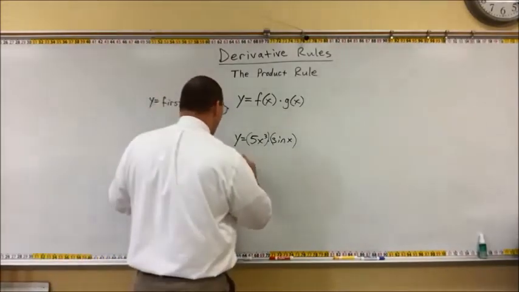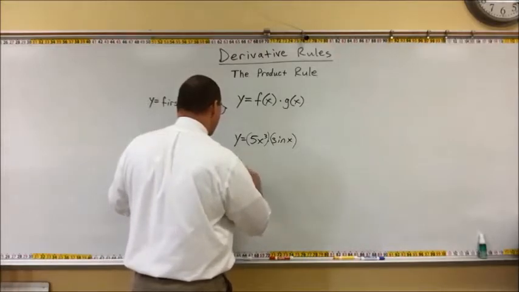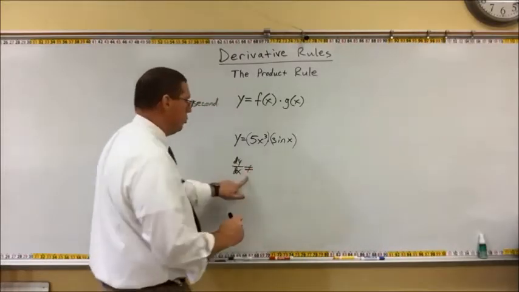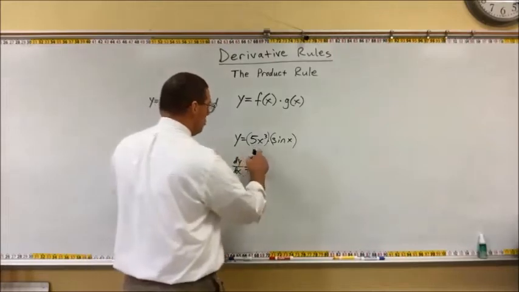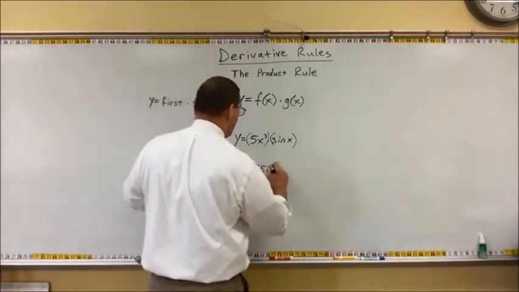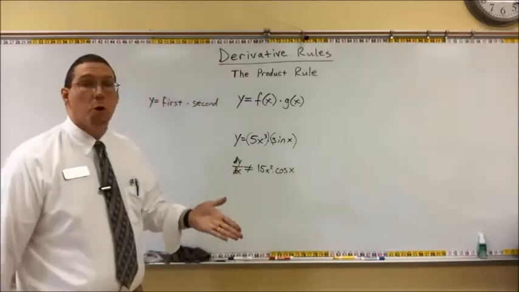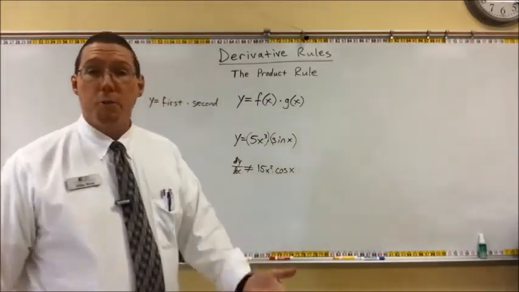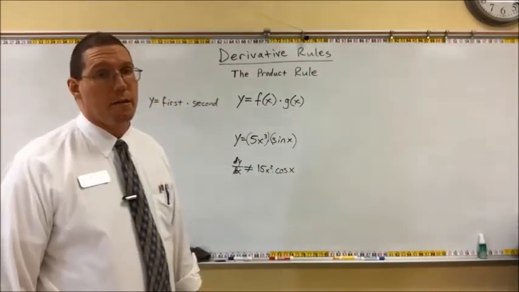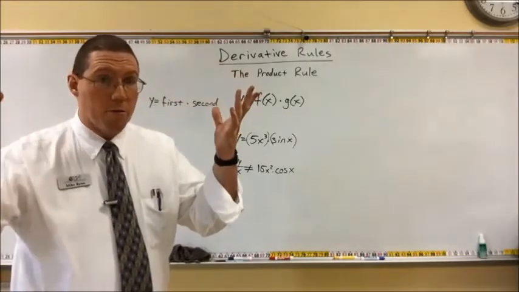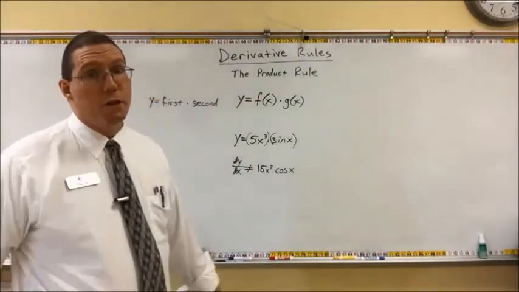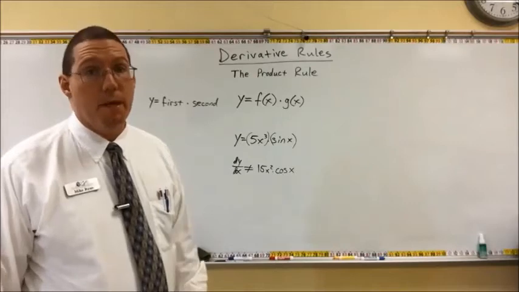So, dy dx here is not equal to 15x squared times cosine of x. Although that's what you are going to want to do. That's what you're going to want to do in your calculus class. And if you can't remember what the product rule is, that's probably what you're going to do. And I'm telling you right now, it's going to be wrong.